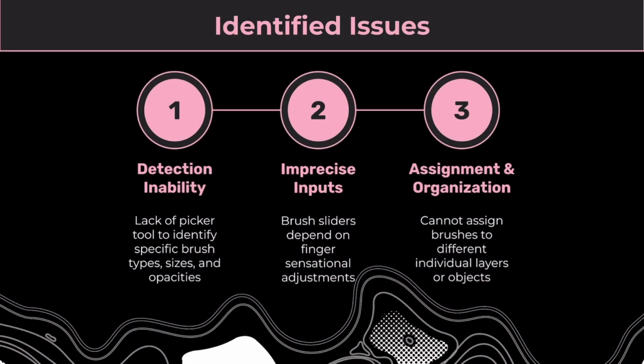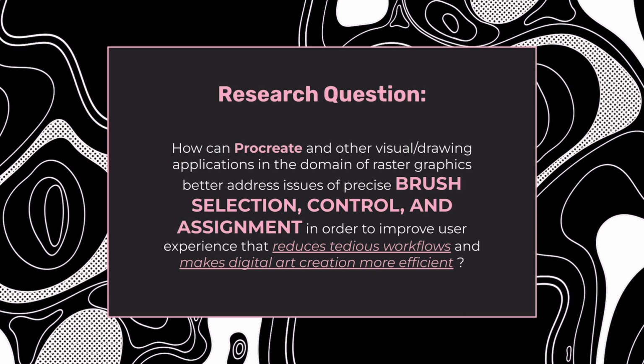To summarize, Procreate lacks a detection tool for specific brushes. The slider bars rely on sensational adjustments that could yield inaccurate results without precise measurement inputs, and Procreate cannot assign brushes to different individual layers or objects. This leads me to my research question. How can Procreate and other applications in the domain better address issues regarding brush selection, control, and assignment to improve user experience that reduce tedious workflows and makes digital art creation more efficient?